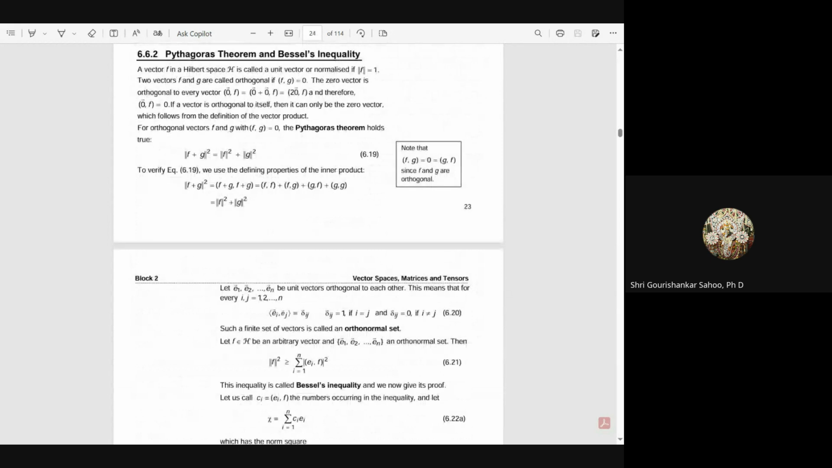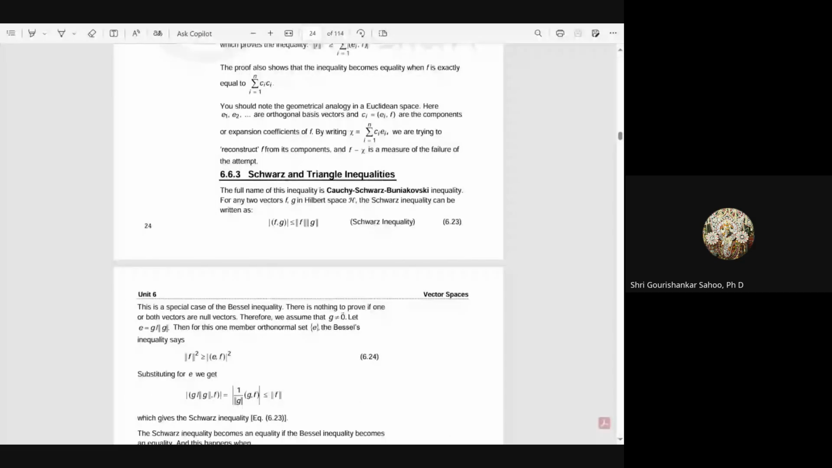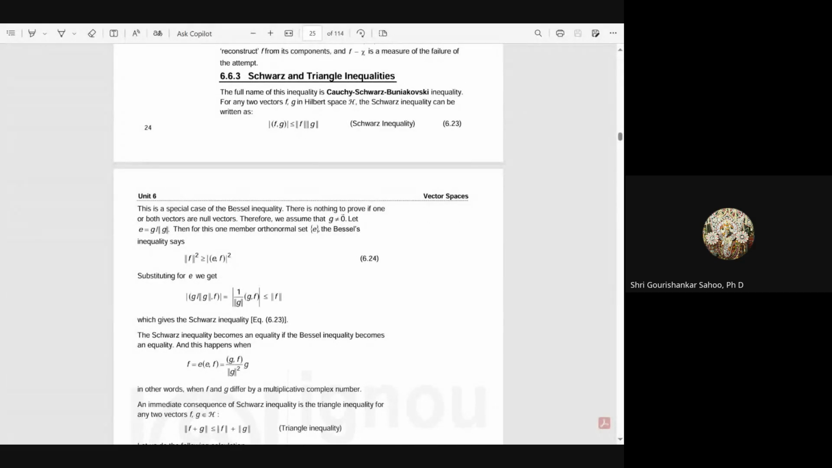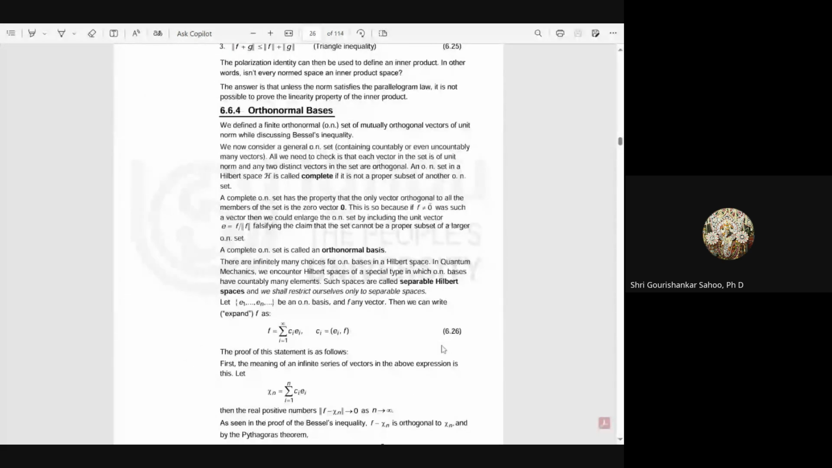Then Pythagoras theorem and Bessel's inequality. Pythagoras theorem states that the norm of f plus g squared is equal to the norm of f squared plus the norm of g squared, and Bessel's inequality is nothing but the norm of f squared is greater than or equal to the summation from i equal to 1 to n of the absolute value of (e_i, f) squared. This is Bessel's inequality. Then the triangle inequality, and it is also called the Cauchy-Schwarz-Bunyakovsky inequality. This is nothing but the absolute value of (f, g) is smaller than or equal to the norm of f multiplied by the norm of g, and it is explained on the screen. You can see.